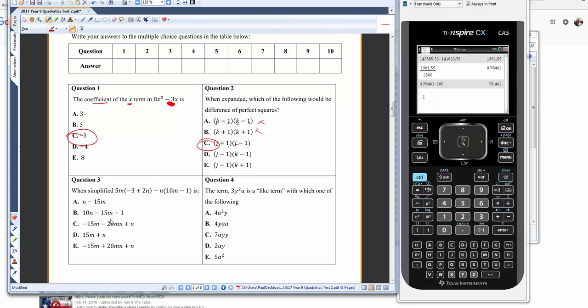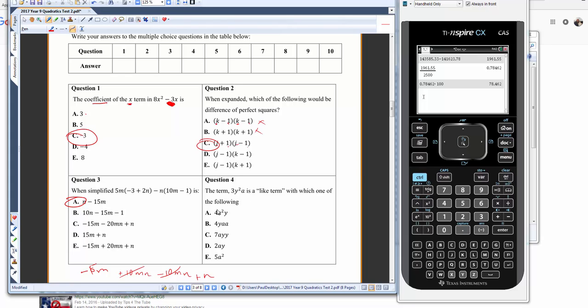When simplified, alright, so what we need to do is expand this, and it's a pretty tough expansion. So we've got negative 15m plus 10mn, take 10mn plus n. So what will happen is these will cancel each other out, and we've got n take away 15m, a.